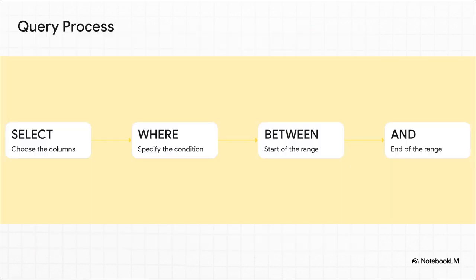Writing this out is an incredibly intuitive four-step process. Step 1, you select the columns you want to view. Step 2, you use where to start specifying your condition. Step 3, you drop in the between keyword right before the start of your range. And Step 4, you cap the whole thing off using the AND operator followed by the end of your range. It literally reads almost exactly like a plain English sentence.